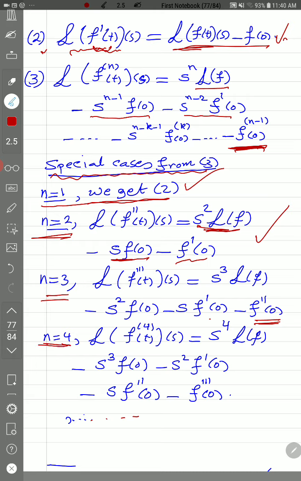This is for n equal 4. And it will be s to the fourth, and by property number 3, if you put L f, then minus s cubed f of naught, then minus s squared f prime of naught, then minus s f double prime, until you stop for that one. So this is the most important. You don't need to memorize it. We shall give it to you on the table if you are having the exam in September.